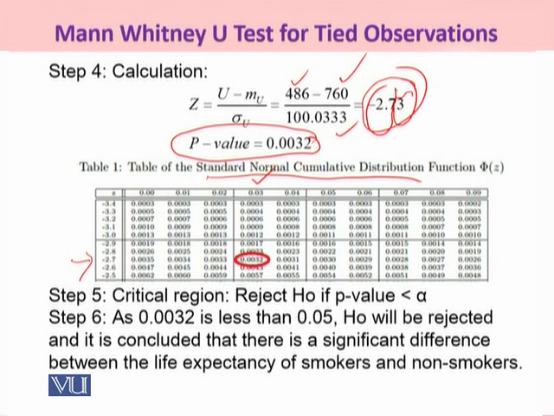So the critical region is that we need to reject our H naught if the p-value remains less than alpha. As we have calculated the p-value as 0.0032, it lies in the critical region. That means it is less than 0.05. So H naught will be rejected, and we will conclude that there is a significant difference between the life expectancy of smokers and non-smokers.